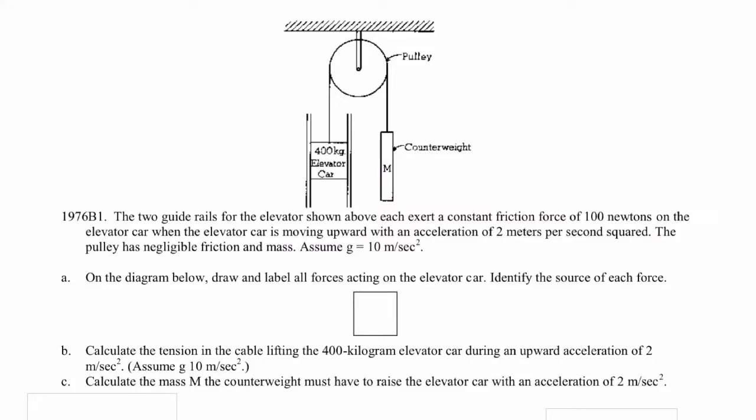The two guide rails for the elevator shown above each exert a constant friction force of 100 newtons on the elevator car when the elevator car is moving upward with an acceleration of 2 meters per second squared. The pulley has negligible friction and mass. Assume g equals 10 meters per second squared. Part A. On the diagram below, draw and label all forces acting on the elevator car. Identify the source of each force.